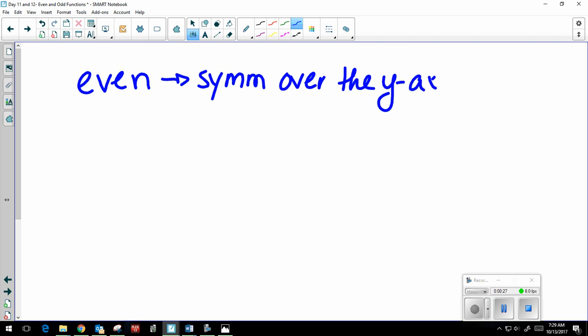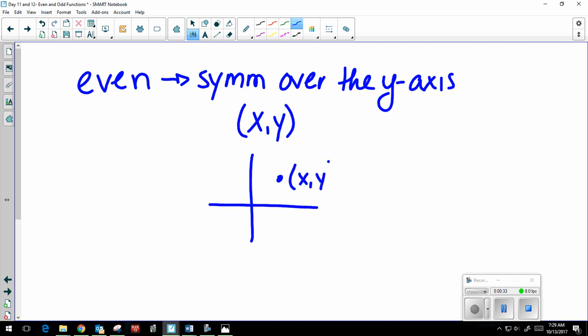So that means that if I have the point x, y anywhere over here, the point over here is also on the graph. So that's the point negative x, y.